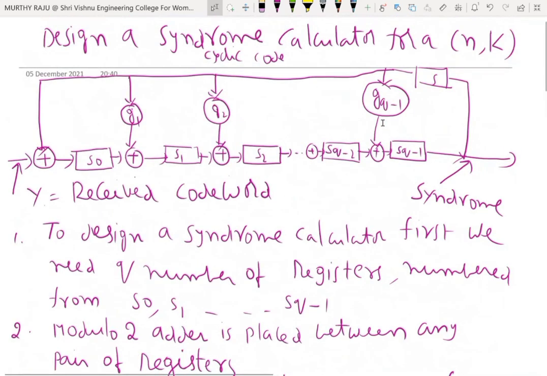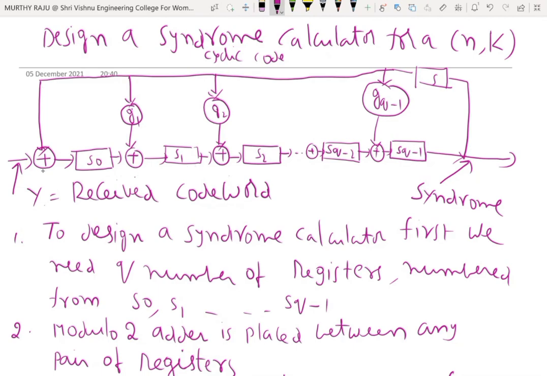Q number of registers are required, numbered S0, S1, and so on up to SQ minus 1. These registers are called shift registers. Second point here is that Q minus 1 number of gates are required, numbered G1, G2, up to GQ minus 1. A modulo 2 adder is placed between pairs of registers as shown in the figure.